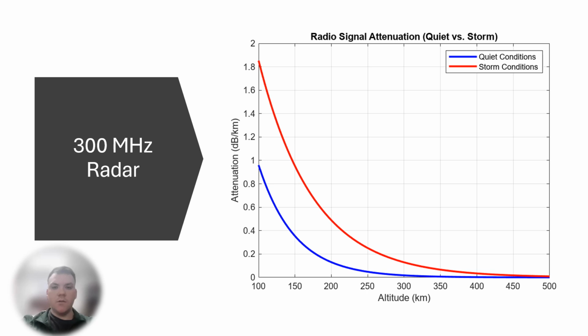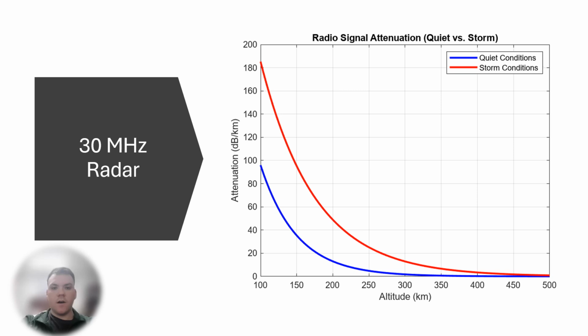As we now move into a standard VHF/UHF frequency of 300 megahertz, we'll notice the attenuation is significantly increased to those of a 3 gigahertz or a 9 gigahertz radar. The same quiet and storm conditions apply here, where now the attenuation in a storm condition is just under 2 decibels per kilometer. This is significantly higher than those of a 3 gigahertz or 9 gigahertz radar.